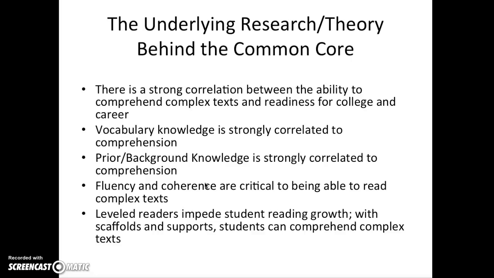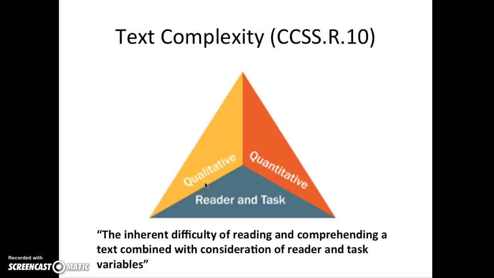And then there was also pushback to this Just Right Books piece, right? They were going on this research that said that leveled readers stultified or impeded student reading growth, whereas the Common Core writers felt that all students should have access to complex text and then some necessary supports in order to help them get it. So that's how we get this idea about text complexity, right?